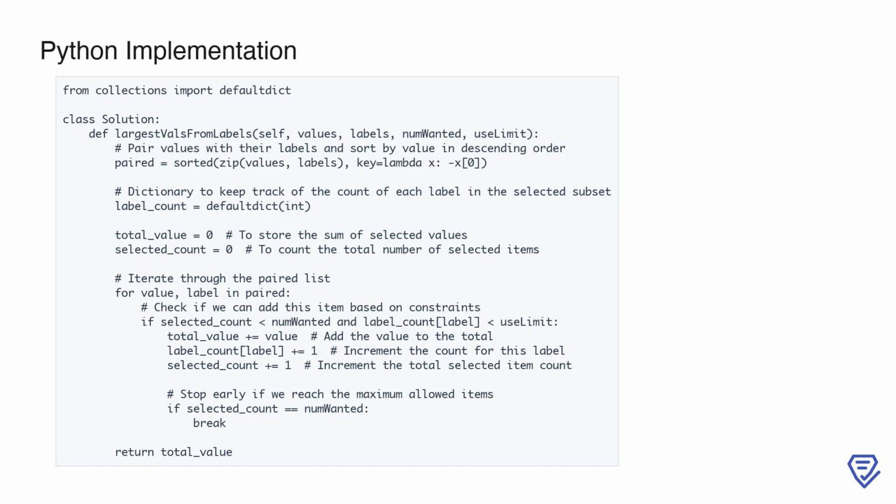For each pair, it checks two conditions: whether the total selected count is less than the allowed number wanted and whether the count of the current label in the subset is within the use limit. If both conditions are satisfied, the item's value is added to the total, the label count is updated, and the selected count is incremented. The loop exits early if selected_count reaches number wanted to optimize performance. The function ultimately returns the total_value, which represents the maximum possible sum of values while adhering to the constraints. This efficient approach ensures that the problem's requirements are met, making it suitable for large inputs within the given constraints.